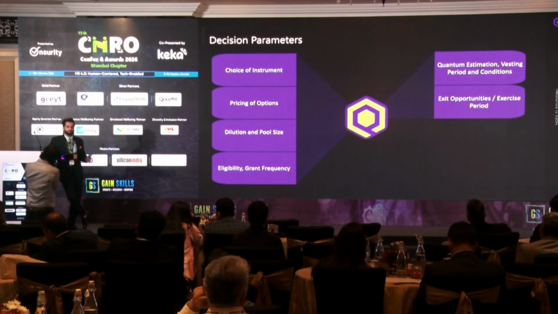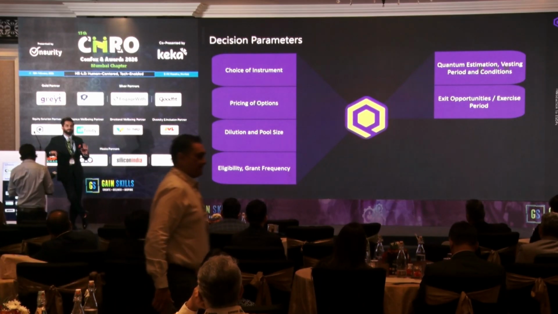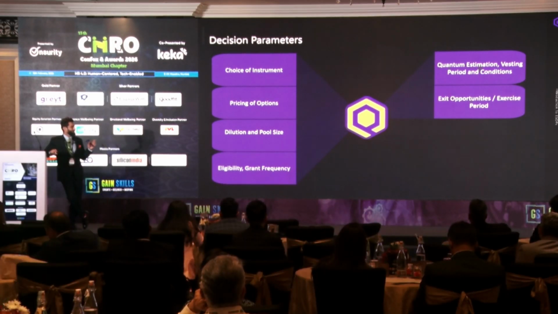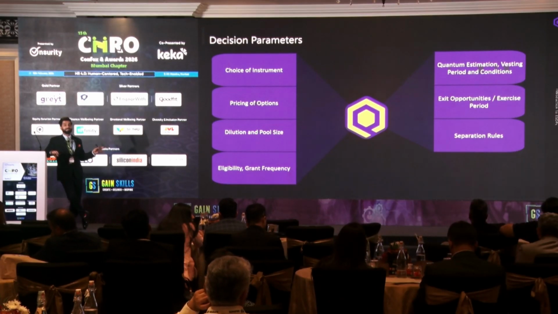You and I don't know when the company gets listed. I'm sitting on options which do not have an exit opportunity. This is where it becomes either tissue paper or a very important document from an employee perspective. So what are the exit opportunities in case of an unlisted company, or what is the exercise period in case of listed companies? What happens in case of separation?